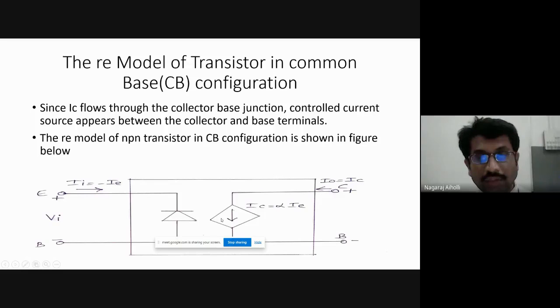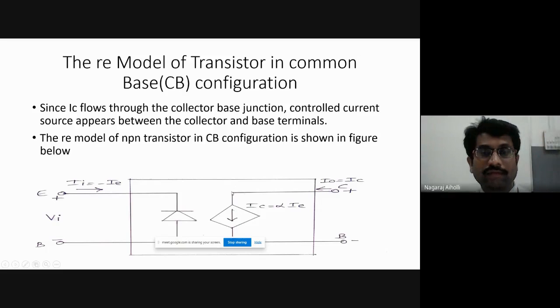Then we have the controlled current source, which is placed in between the collector to base junctions. IC is equal to alpha into IE. That is the current gain for the common base transistor. The collector current IC is given by alpha into IE. This is a controlled current source. What is the output current? Output current is IC. Okay, so this is how the re model is drawn for the NPN transistor in common base configuration.